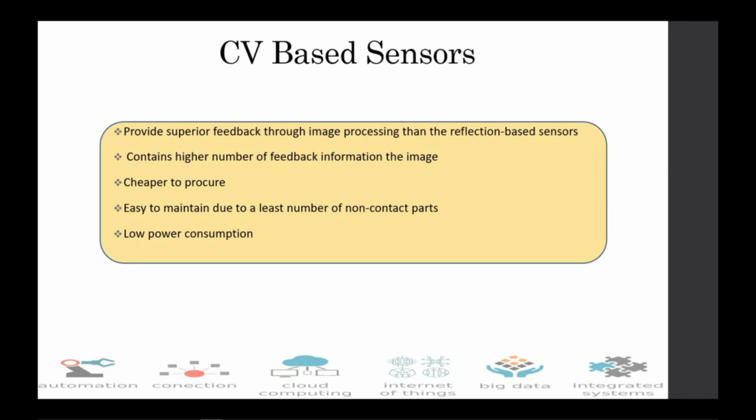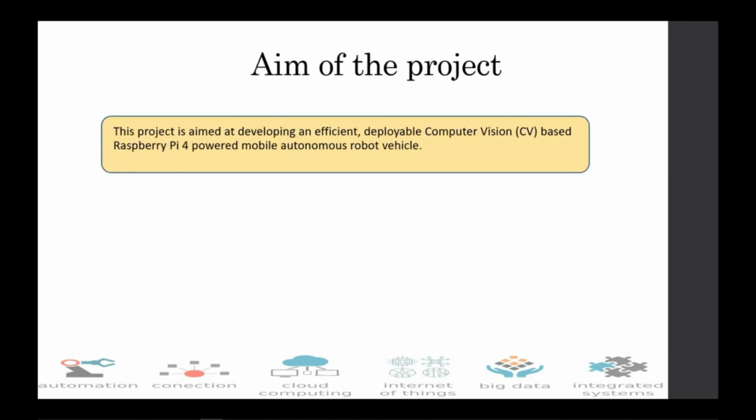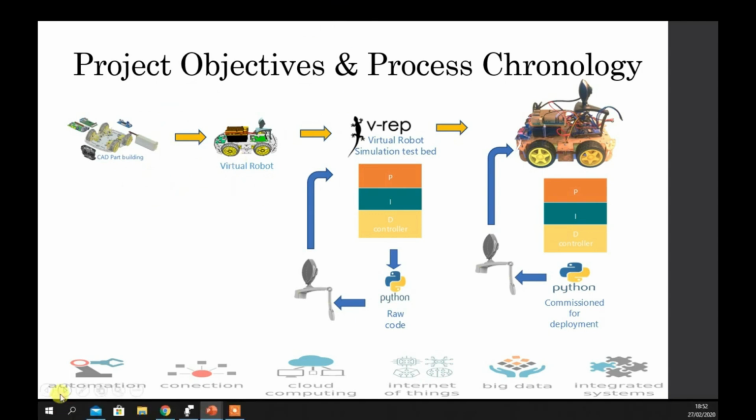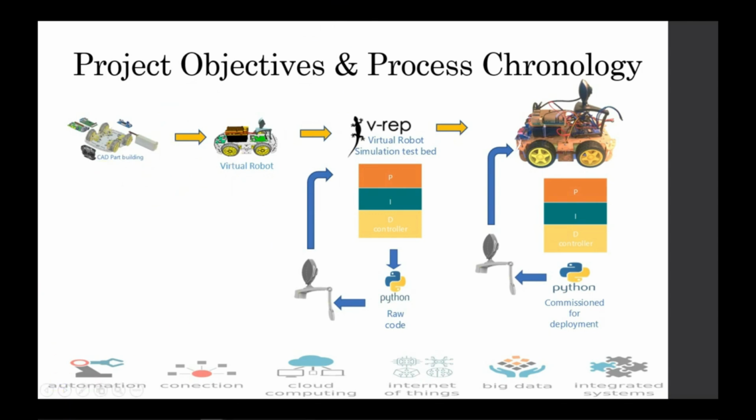This project is aimed at developing a computer vision based Raspberry Pi 4 robot. To accomplish this aim, I have visualized the following objectives in the form of this flow chart. I started by building the CAD parts. I designed all the CAD parts myself using Autodesk Inventor software. Then all the CAD parts were converted to STL file format and transferred to the V-REP robot simulation software.